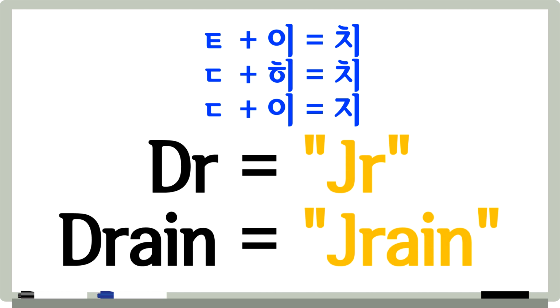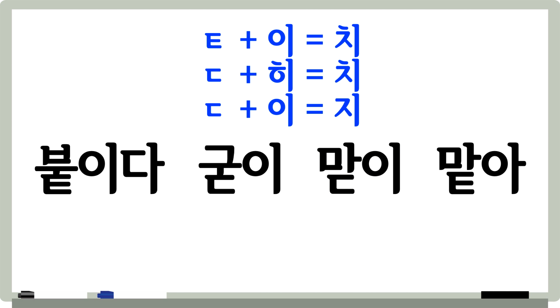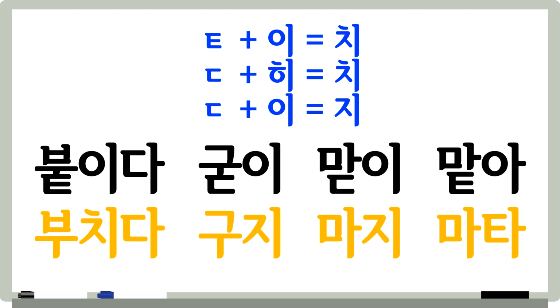And the same thing applies to the jiat. We say the word drain with a j sound instead of drain, which would sound a bit odd. Korean also changes the digat sound to an easier j sound. Here are a few examples. You can pause the video here. And here are the answers. 붙이다, 굳이, 마지, 마타. The fourth one is just mata. I was trying to trick you.